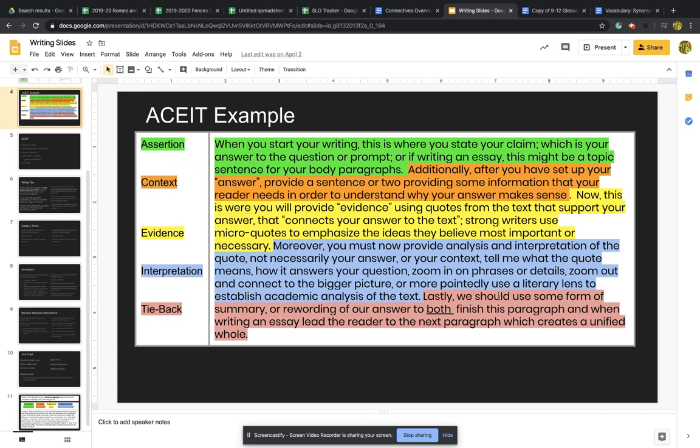If I click on this slide here, lastly, we should use some form of summary or rewording of our answer to both finish this paragraph and, when writing an essay, lead the reader to the next paragraph, which creates a unified whole.